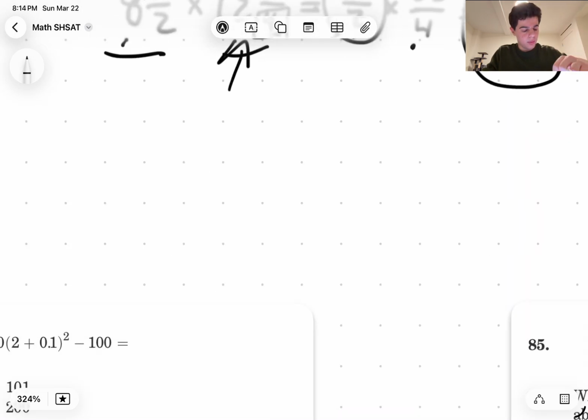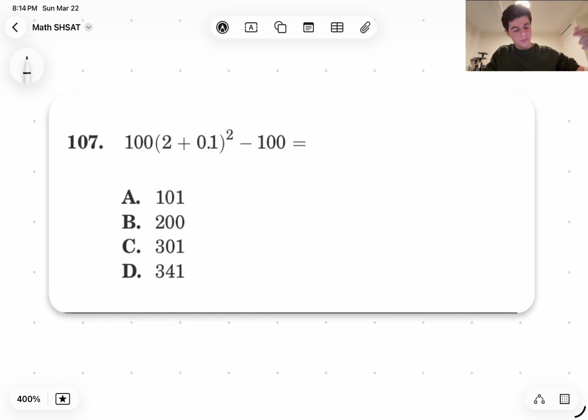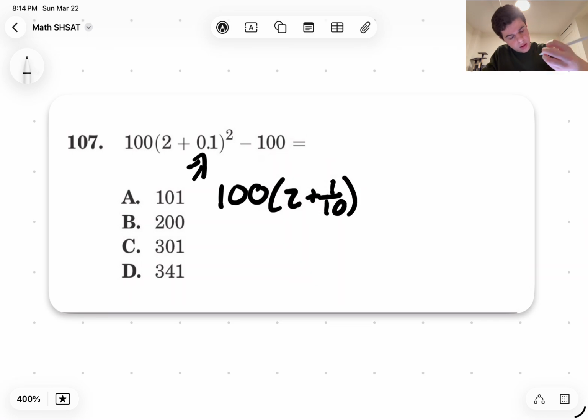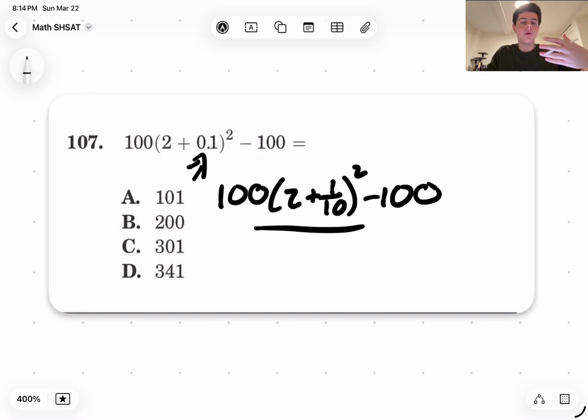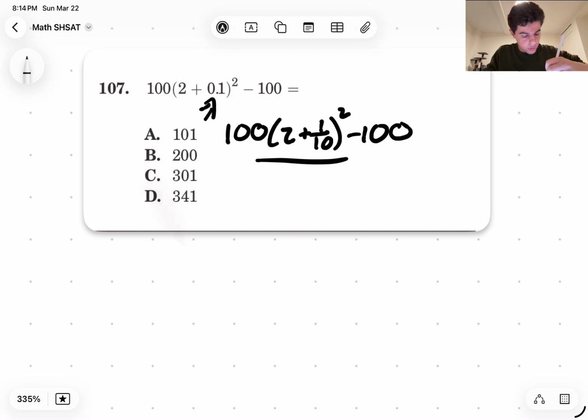So now that we've looked at this, let's go look at some actual example problems from real previous SHSATs. So here's our first one: 100 times (2 plus 0.1) squared minus 100. The first thing we're going to do here, because I personally prefer working with fractions, is convert this to fractions. So we're going to have 100 times (2 plus 1/10) squared minus 100, right? And now you have to remember your order of operations here. You always have to do the stuff inside of the parentheses first. So let's just do that here.